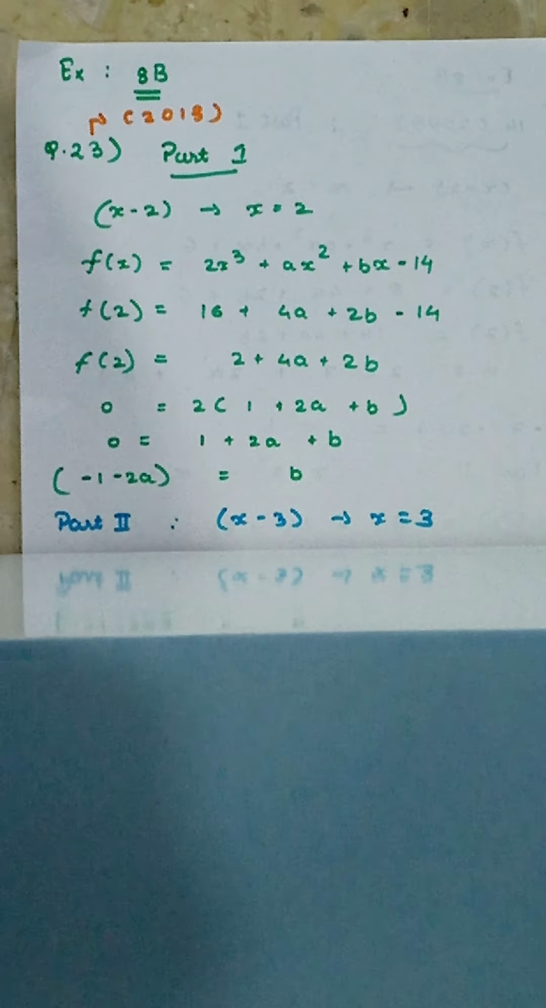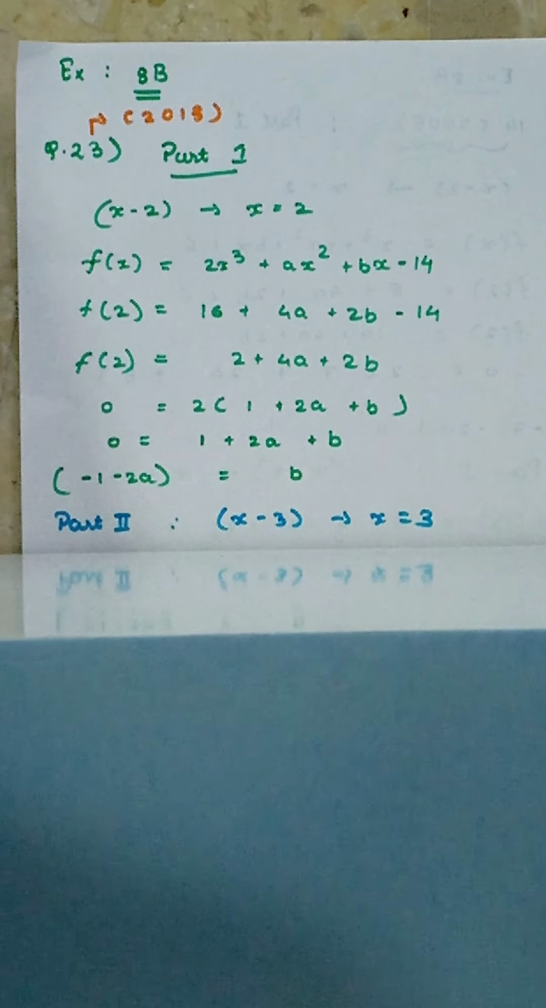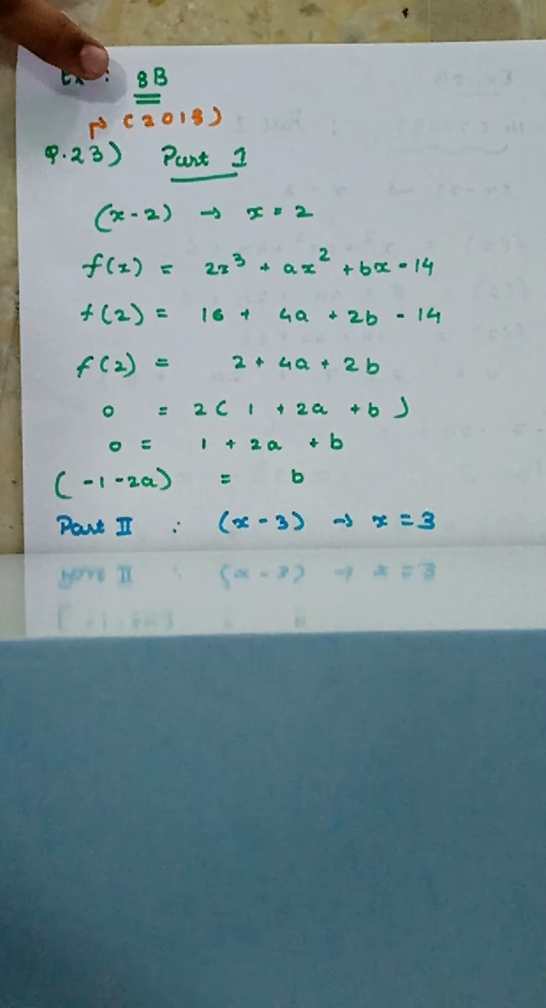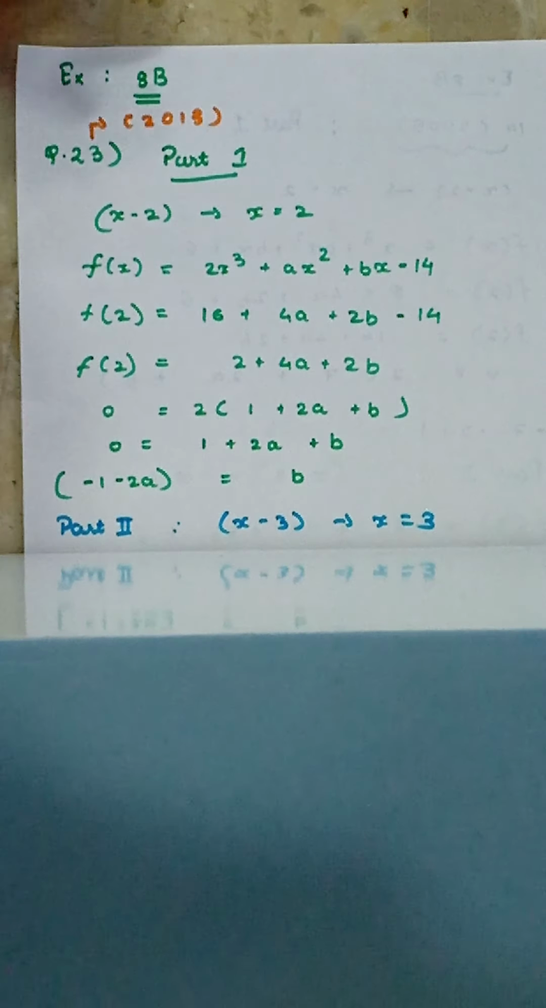Today we will learn how to solve a polynomial involving two factors, in which we have to find the values of a and b, and the value of f(x), that is the remainder, is given only for one of the factors. So let's take a look at question number 23 of exercise 8B, ICSE class 10, RS Aggarwal.